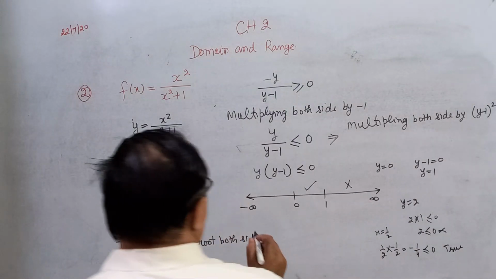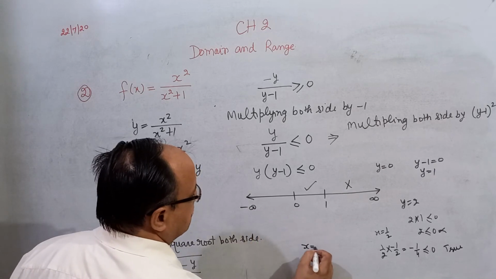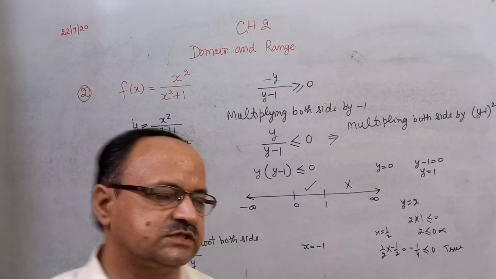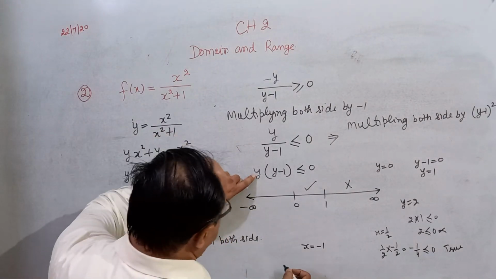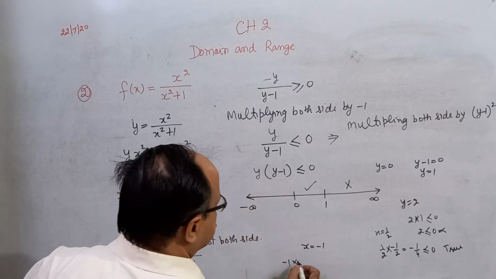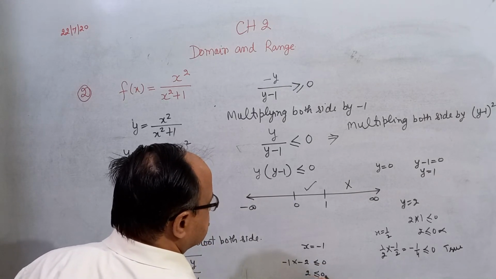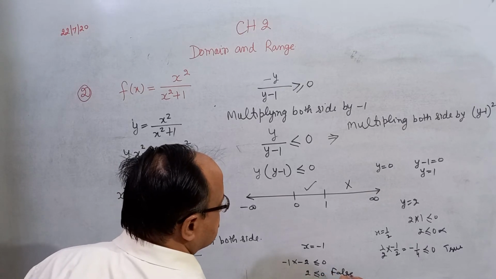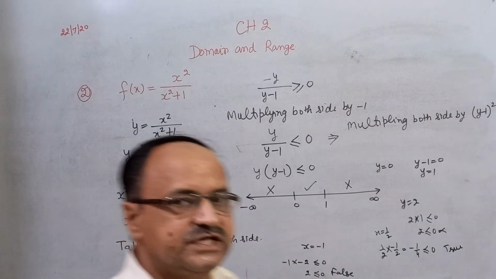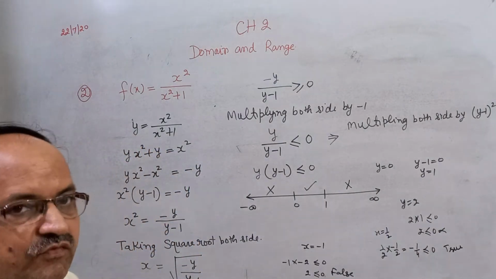Similarly, you can choose any value from the remaining interval. Suppose I take minus 1, or minus 2, minus 3, etc. If you put minus 1, that is minus 1 into minus 1 minus 1, that is minus 2... 2 less than or equal to 0. This is false. It means only one interval will satisfy our function, that is 0 to 1.